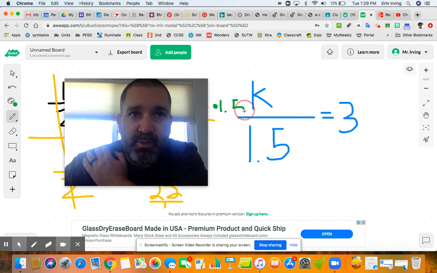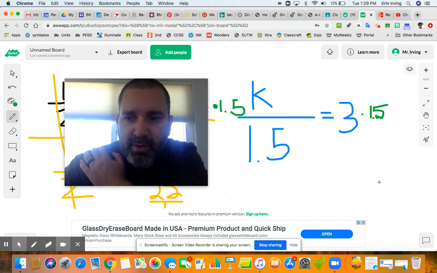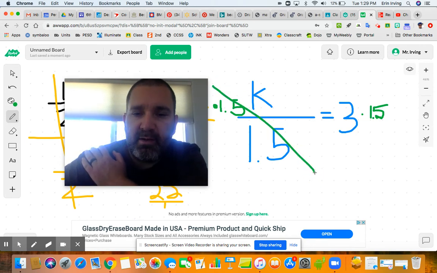And again, since we're working with equations, we don't just do it to the left side of the equation, we also do it to the right side of the equation. So now we have to multiply 3. Oh, this is very sloppy. I'm doing this all with my mouse. Very, very sloppy stuff. Sorry. We're multiplying 3 times 1.5. Well, this side just went away. And now we have 3 times 1.5.